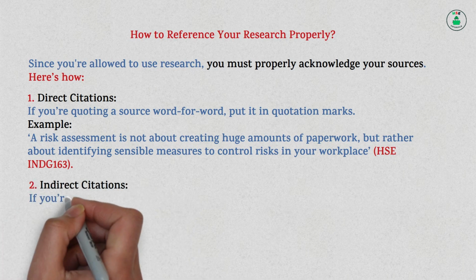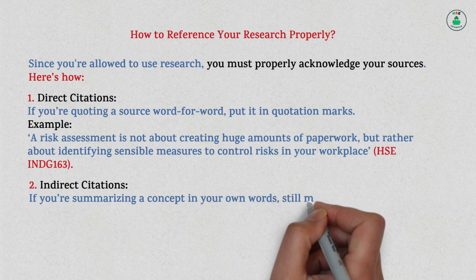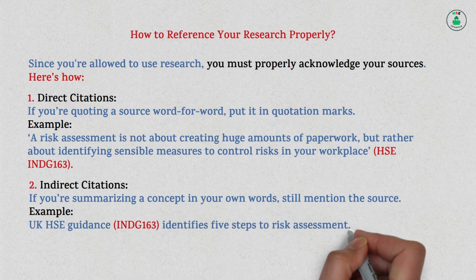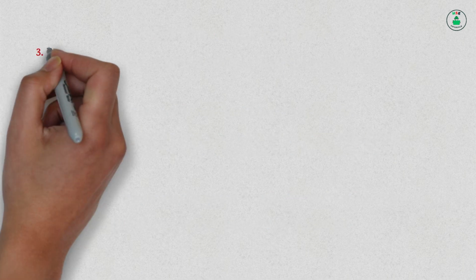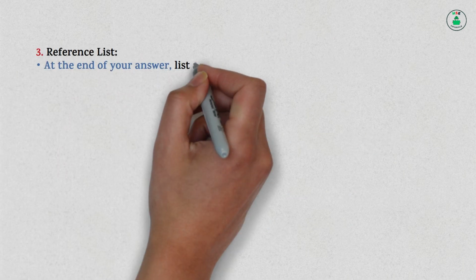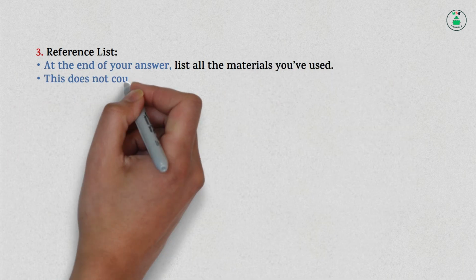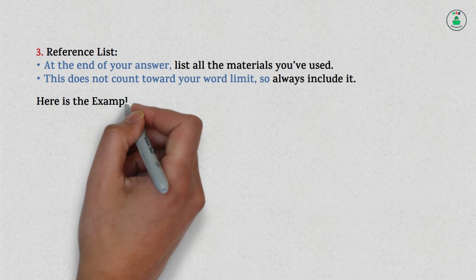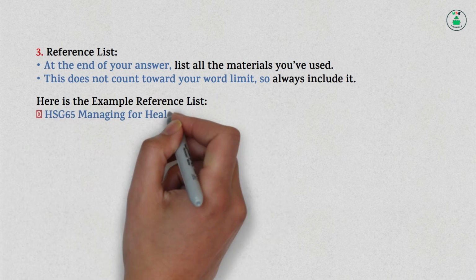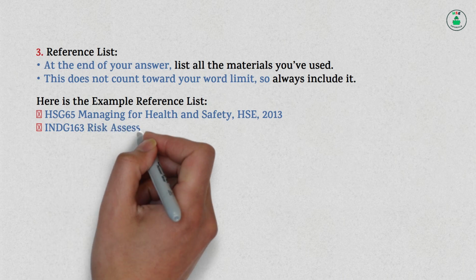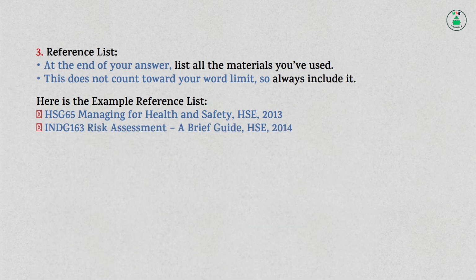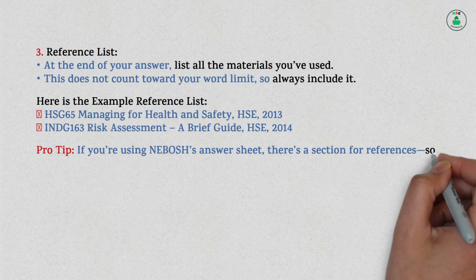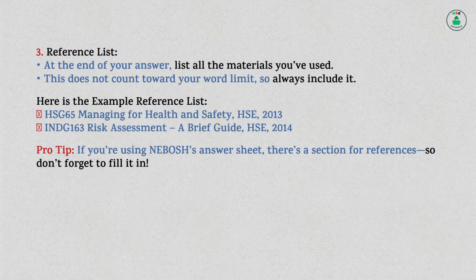2. Indirect citations. If you're summarizing a concept in your own words, still mention the source. Example: UK HSE Guidance INDG163 identifies 5 steps to risk assessment. 3. Reference list. At the end of your answer, list all the materials you've used. This does not count toward your word limit, so always include it. Here is an example reference list. HSG65 Managing for Health and Safety, HSE 2013. INDG163 Risk Assessment, A Brief Guide, HSE 2014. Pro tip: if you're using NEBOSH's answer sheet, there's a section for references, so don't forget to fill it in.